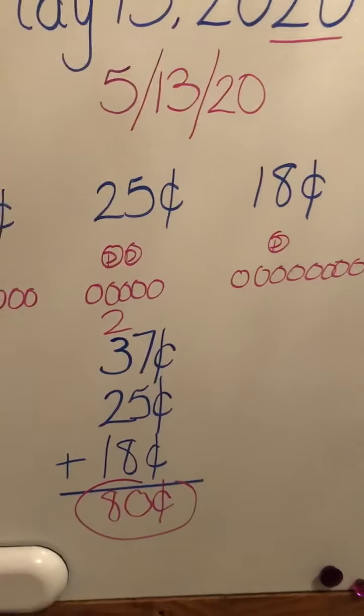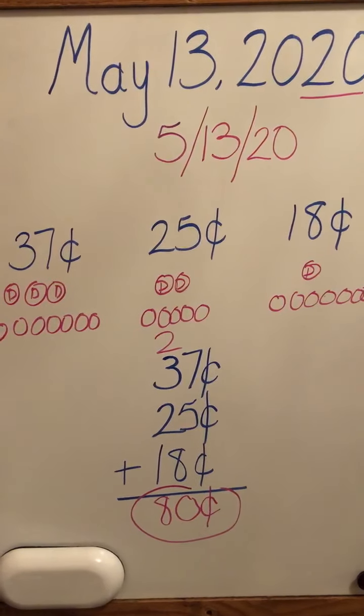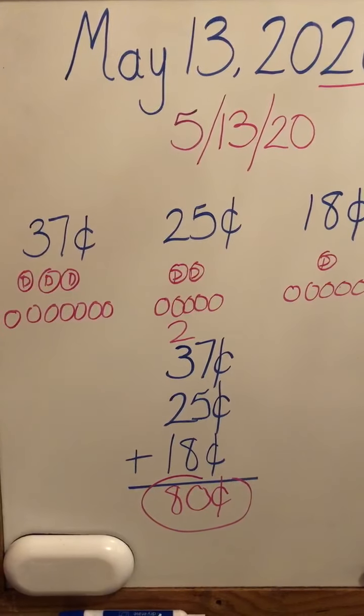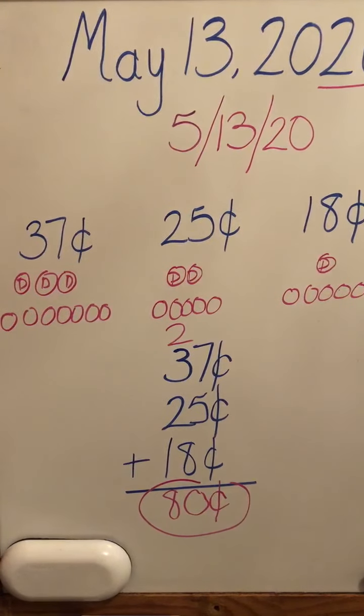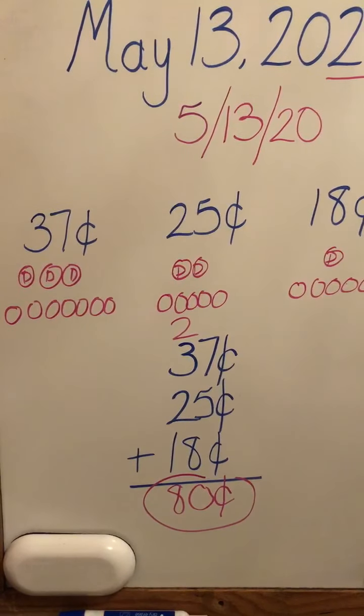What is 60 plus 20? 60 plus 20 equals 80. So we got that answer right. We have 80 cents. And that is how you add together 3 two-digit numbers. Good job, guys.